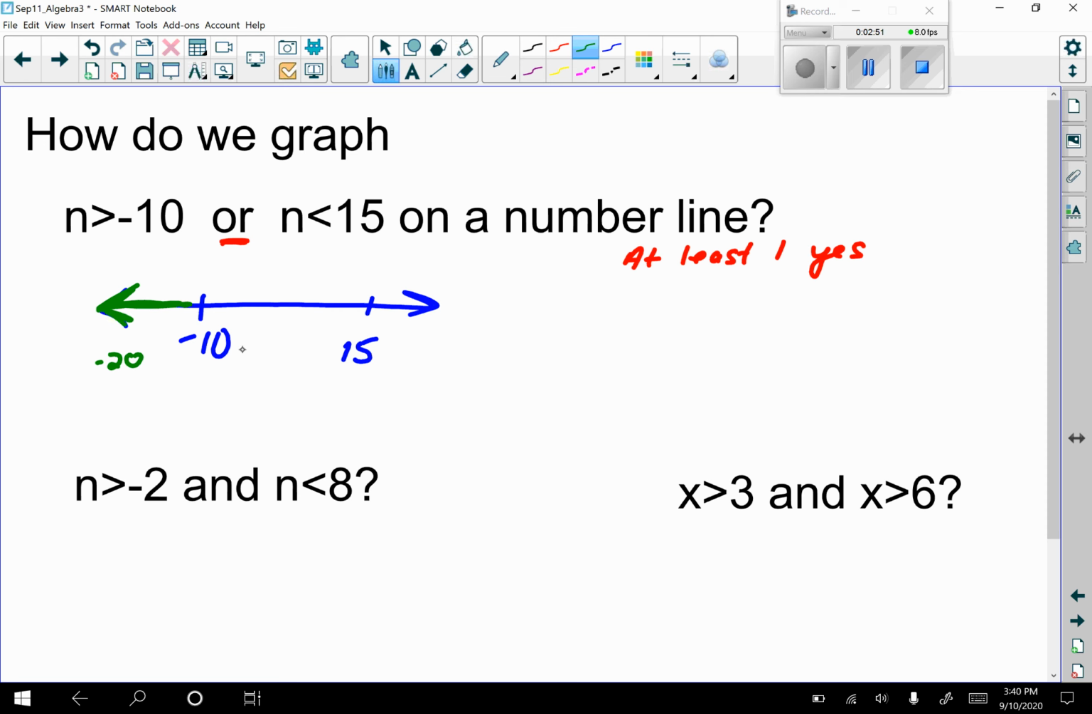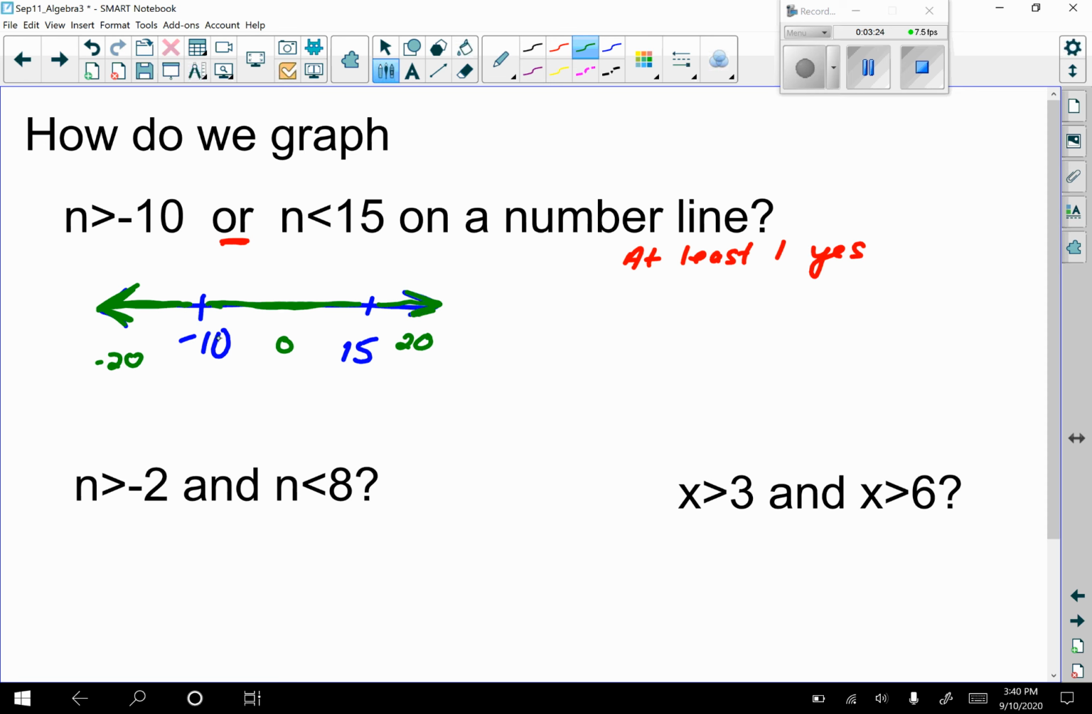Let's pick a number in the middle of negative 10 and 15. Let's pick a 0. Is 0 greater than negative 10? Yes. Since I get a yes there, I really don't need to test the other one, but I'm going to anyway. Is 0 less than 15? Yes. So all the numbers in between negative 10 and 15 would actually satisfy both inequalities. Let's test a 20 over here. Is 20 greater than negative 10? Yes. Is 20 less than 15? No, but it did satisfy the first one, so I'm going to shade everything over here.